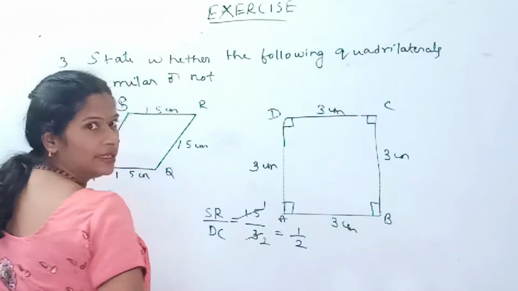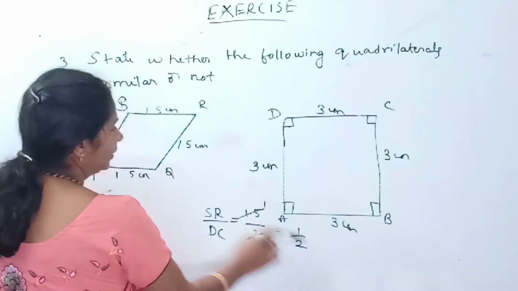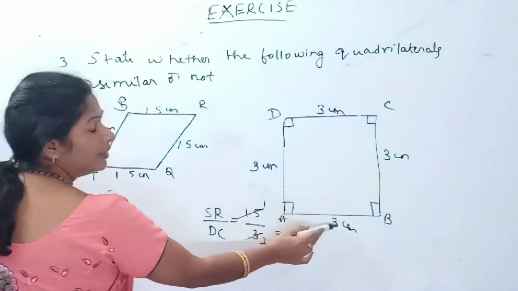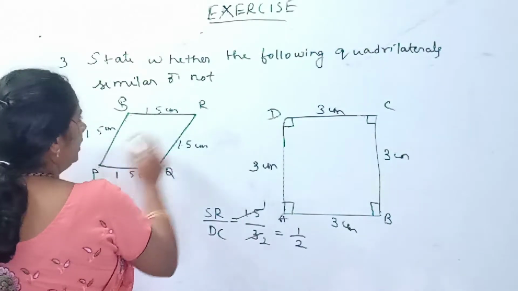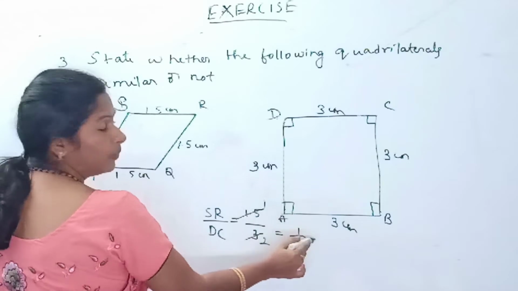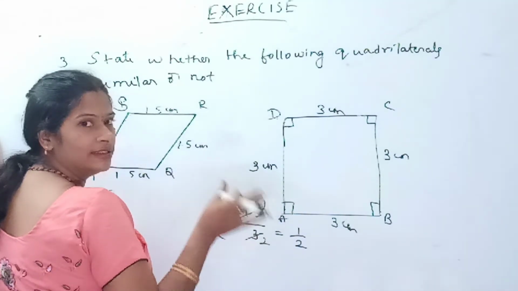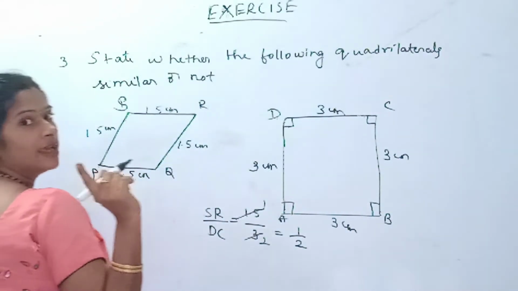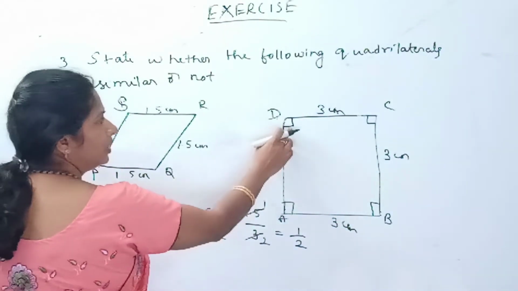Similarly, you check RQ divided by CB, 1.5 divided by 3. Yes, the ratio is also 1 by 2. Now you check PQ by AB, 1.5 divided by 3. You will get half. Again SP divided by DA, even here you will get 1 by 2 itself. So what is your conclusion? Corresponding sides are in the same ratio. But the second condition, corresponding angles are equal. Let us check whether corresponding angles are equal or not.